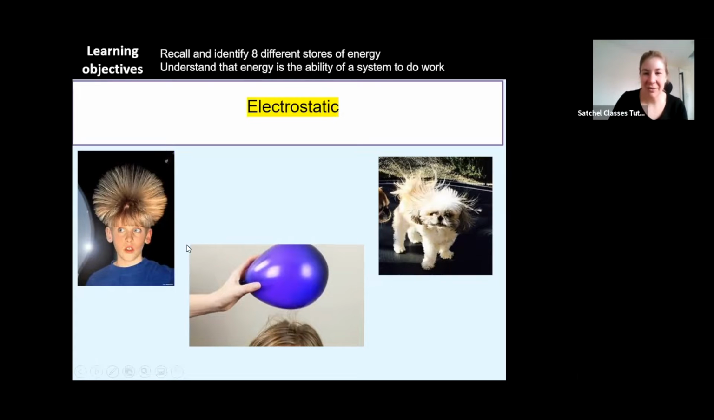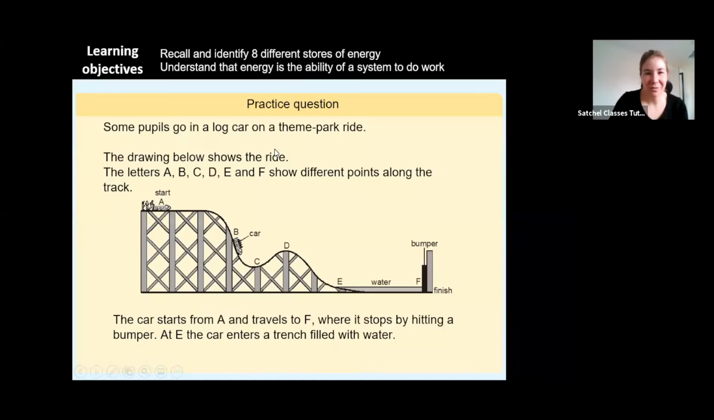So this is an example. These three are really good examples of electrostatic energy stores. Maybe if you've used the Van de Graaff generator at school, where you put your hand on that dome, the Van de Graaff has a really big electrostatic energy store.